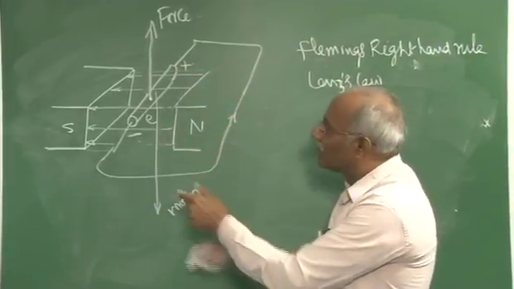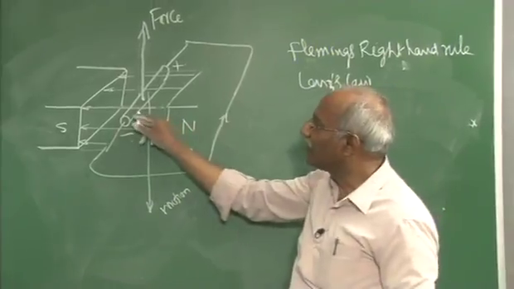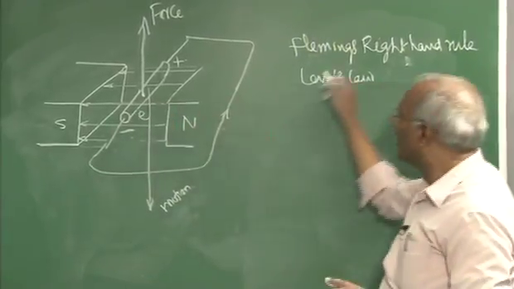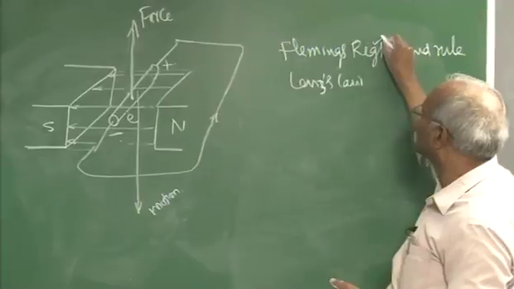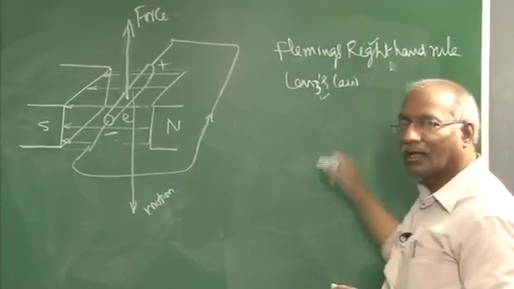So thereby the direction of the induced EMF in the conductor can be found out either by considering Fleming's right hand rule or Lenz's law.